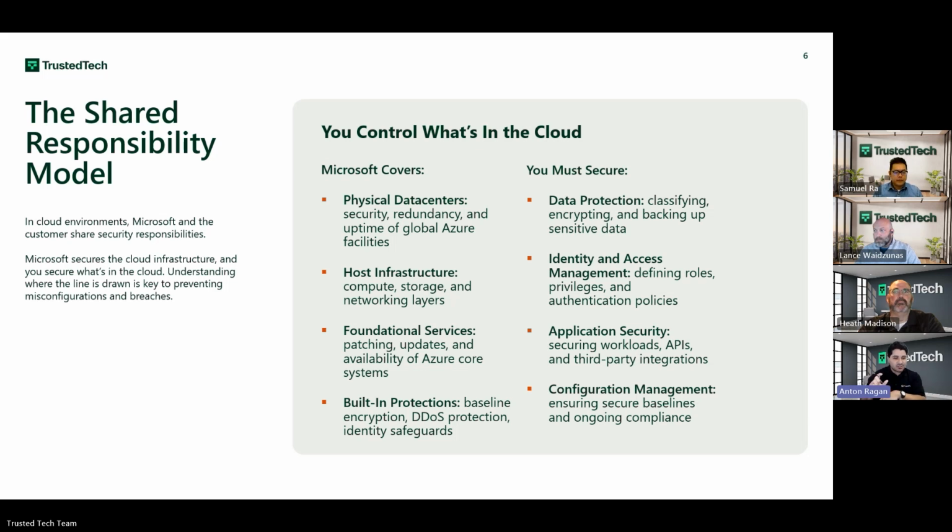So in essence, just understanding where our responsibility begins is critical to making sure that our environments are as secure as possible.